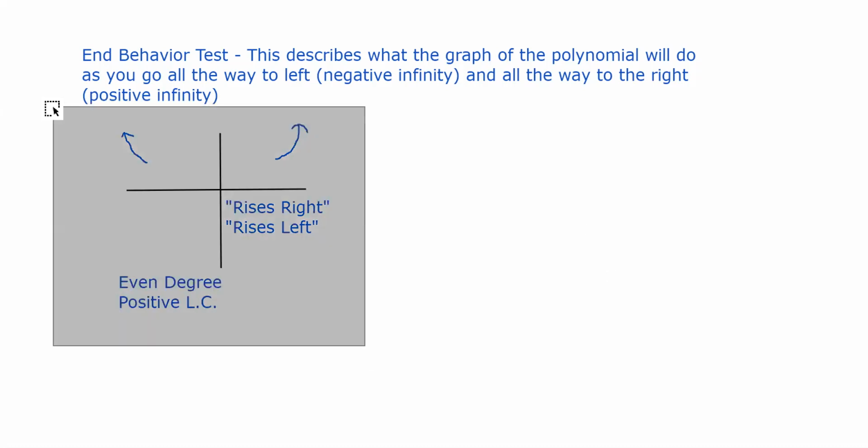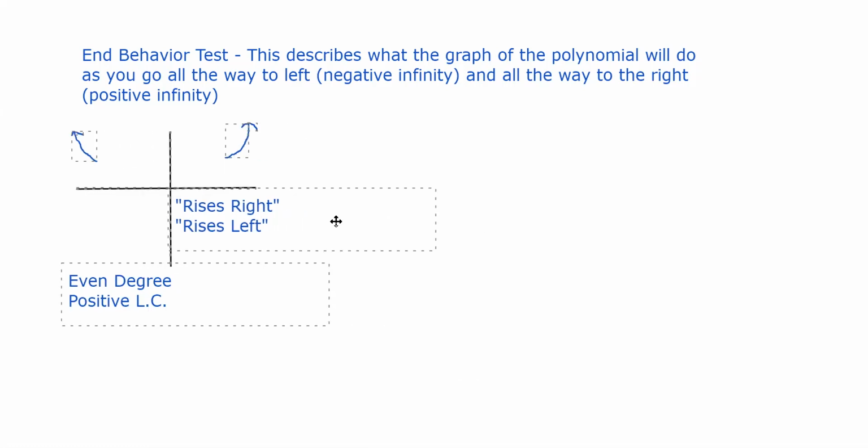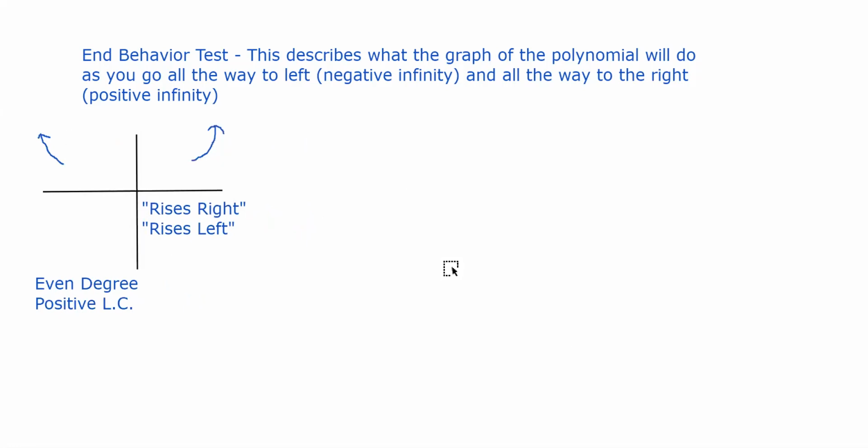I'm going to move this just a hair to give myself a little space here. It's going to rise to the right, blow up to positive infinity as I go along to the right. It also blows up to positive infinity as I go along to the left. So you look at the degree of the polynomial. The degree has to be a positive integer, 1, 2, 3, 4, 5, 6, 7, 8, 9, 10, etc. If that degree is an even number, 2, 4, 6, 8, 10, 12, etc., and the lead coefficient is a positive number, this is what it's going to do.